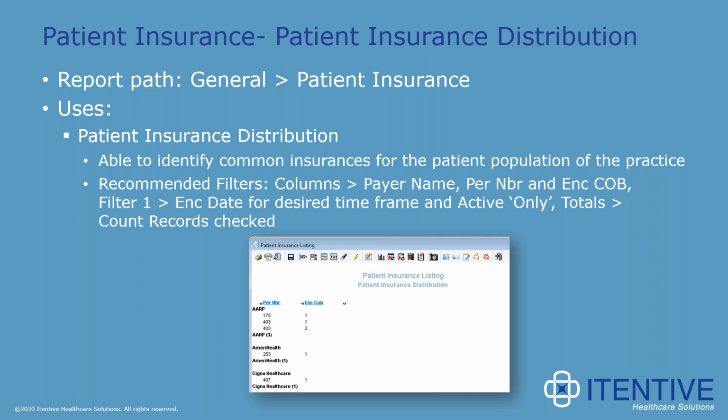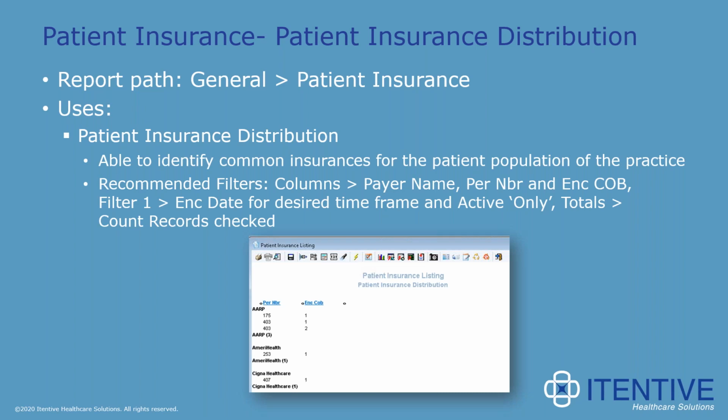You can also optionally include that encounter COB column, like I did here in my example, and that would give you some more details, like that breakdown of insurances, are they primary, secondary, tertiary, things like that. On that filter one tab, you can also filter that report by encounter date for whatever time frame you want to look at. So maybe you want to look over the past few months, or maybe a year as a whole. You can also select our active only filter.